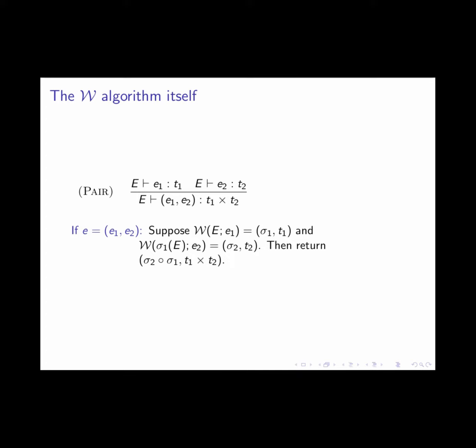Think of the substitution as talking about what we know about the types. So first we know sigma 1, and afterwards we know even more. So this is sigma 2 composed with sigma 1.